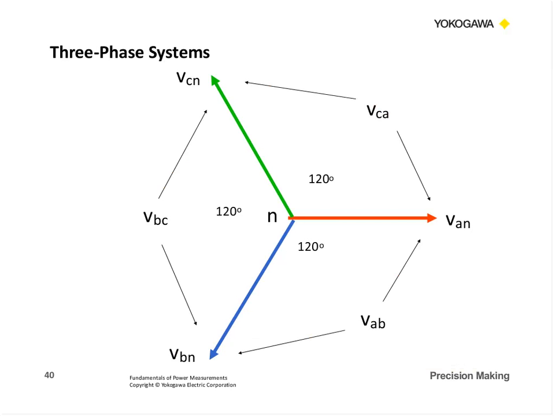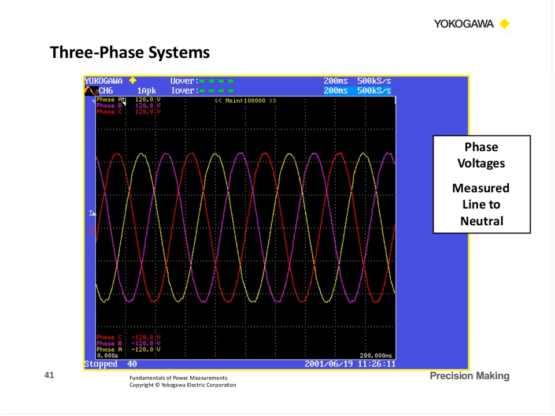So we think about our three-phase system, power utility. We think about these generating the voltages 120 degrees apart. And hopefully they're all going to be the same amplitude, same level. If we look at these phase voltages, again, measured line to neutral, we see nice symmetrical sine waves 120 degrees apart in our three-phase system.